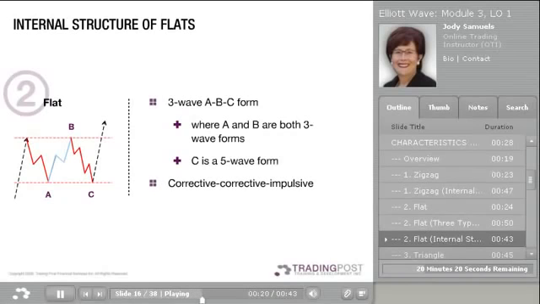Notice that the wave A in a zigzag is 5 waves, but the wave A in a flat correction is only 3 waves. The flat correction typically occurs in the wave 4 position and is more of a sideways consolidation than a sharp correction, as the market looks for more strength in the wave 5 which follows.